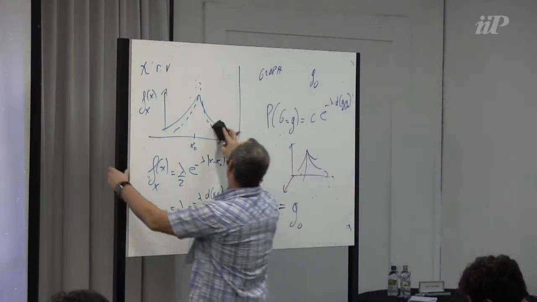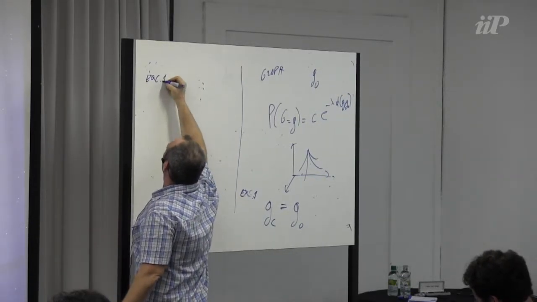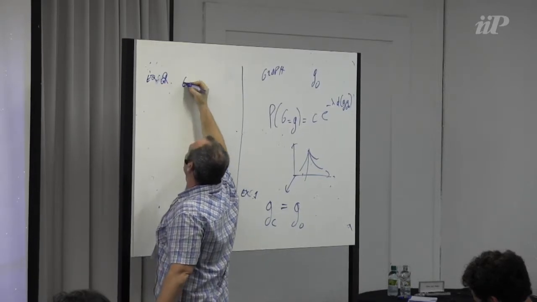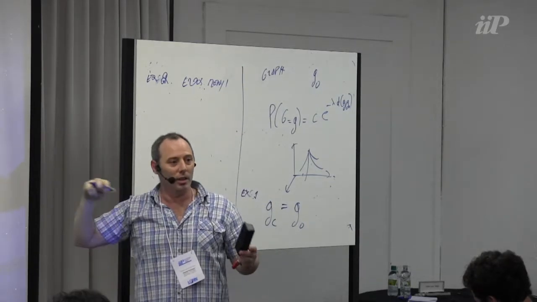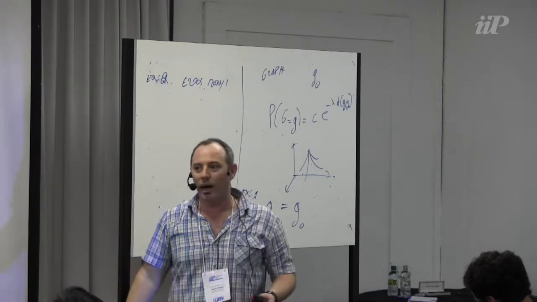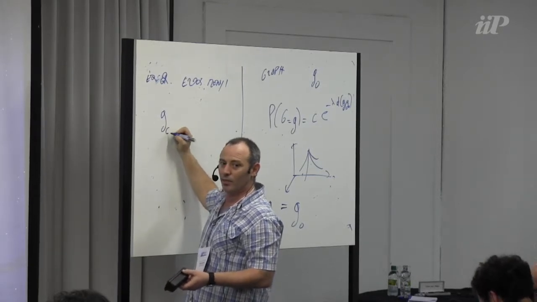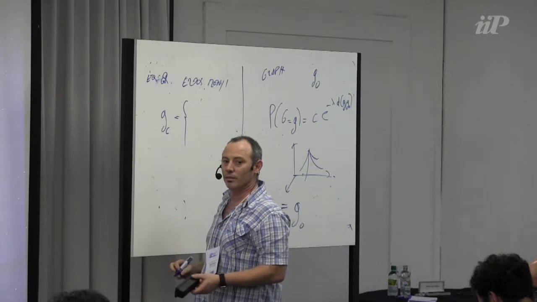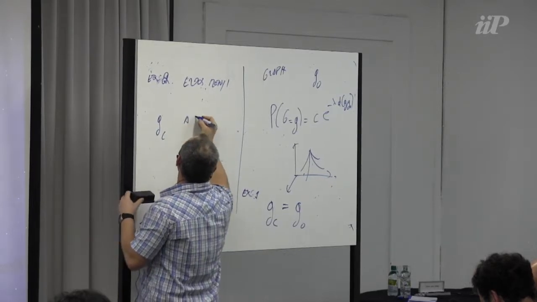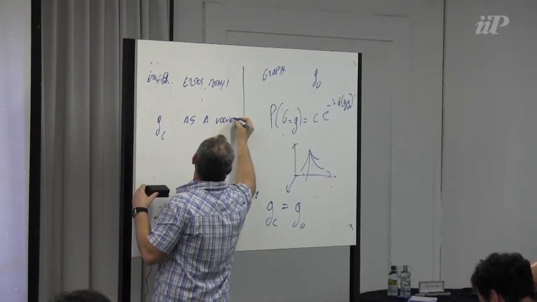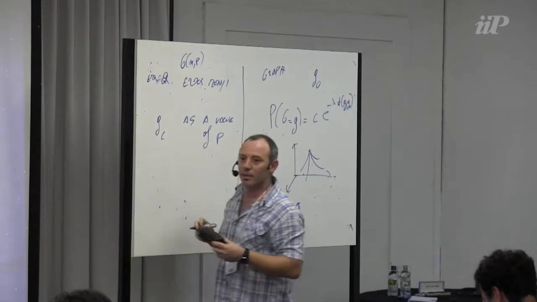And exercise two is the Erdos Renzi model. Do you remember? In the Erdos Renzi model, each link has probability p, and what I want to compute is what is gc for the Erdos Renzi model. But as a value, let's say gc as a value of p. Now remember, in the Erdos Renzi model, you have the two parameters, the probability of a link.